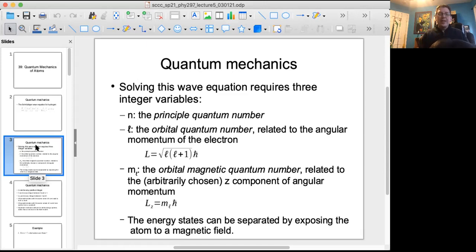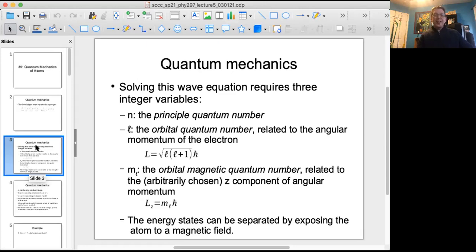We also have l, what's called the orbital quantum number, which is related to the angular momentum of the electron. You usually don't see this split in energy levels unless the electron is exposed to a magnetic field. But the angular momentum is equal to the square root of l times l plus 1, whatever that value of l is, multiplied by h bar. Again, we have that h bar term popping up, Planck's constant divided by 2 pi.